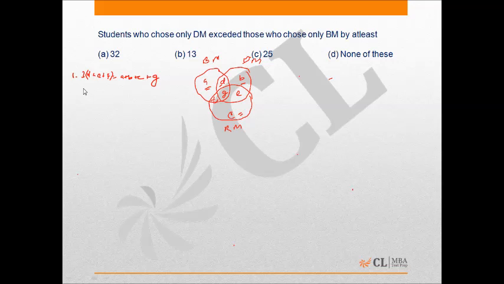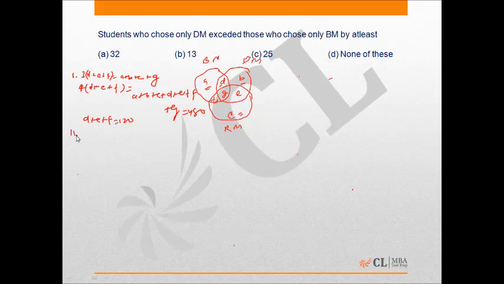When we add D plus E plus F to both sides, we'll get 4 times D plus E plus F equals A plus B plus C plus D plus E plus F plus G, and we know that this quantity will be equal to 480, as each of the 480 students chose at least one of these 3 subjects. So from here we'll get D plus E plus F as 120.